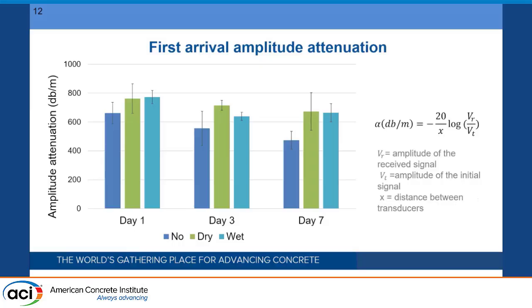And if we also compare different types of specimens, we can see that at all days the specimens that had interlayers had significantly higher amplitude attenuation. This amount at day 7 was around 40%. So I would say that amplitude attenuation could detect weak interlayers in the specimen.